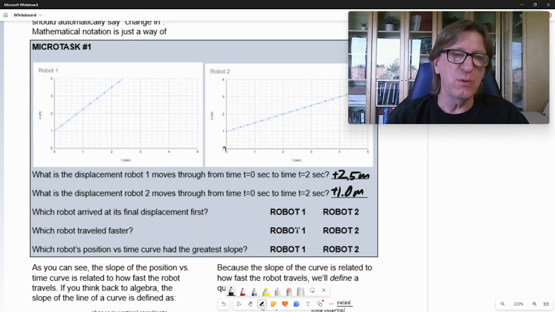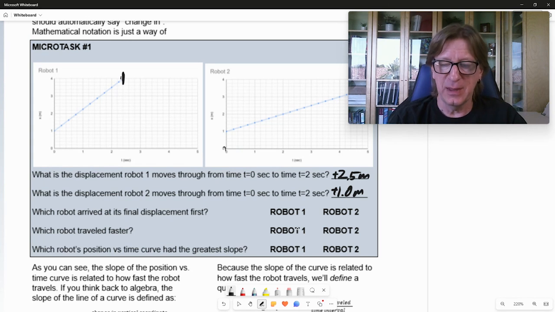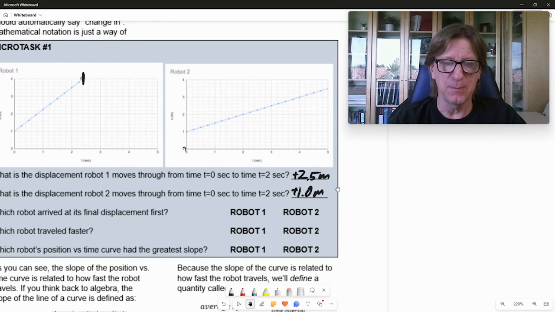All right, so we want to know which robot arrived at its final displacement. That's here, and let me slide the screen over just a little bit so you can see this one. There we go. And that's here. Notice that it didn't reach its final displacement in the same amount of time. So which robot, though, reached its final displacement first? Pause the video and think about it.